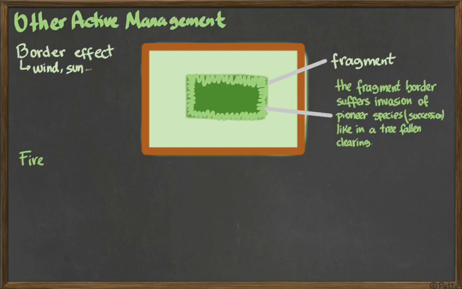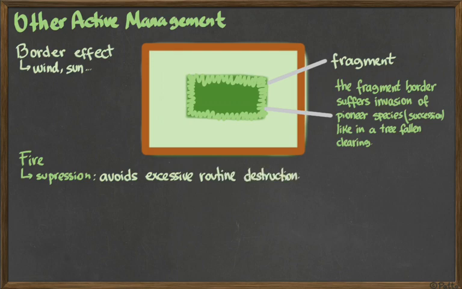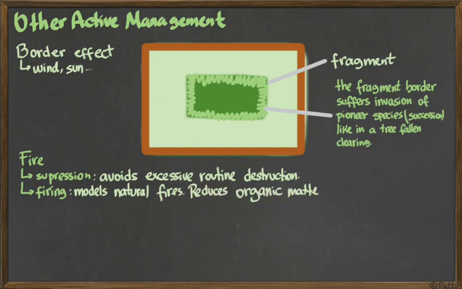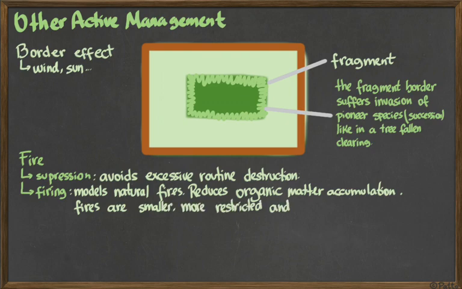Fire can be good or can be bad. Some places we need to do fire suppression to avoid excessive fire that would routinely destroy the vegetation. But some places we need to put fire on them, because if they don't burn, they accumulate too much material. In some places they are supposed to burn once in a while. And when you let it burn naturally, or even if you put fire once in a while in that place, you are actually allowing to reduce the accumulation of organic matter.